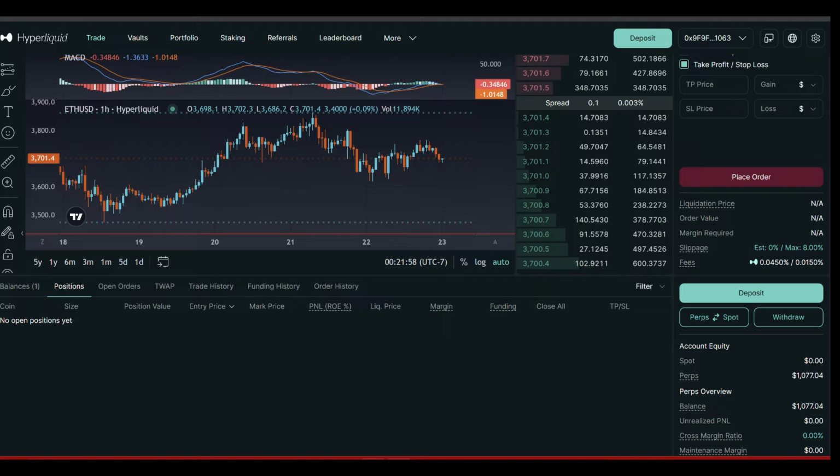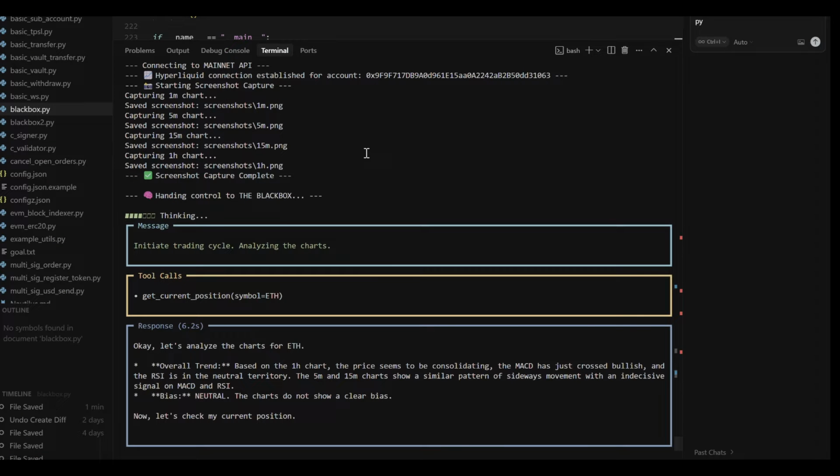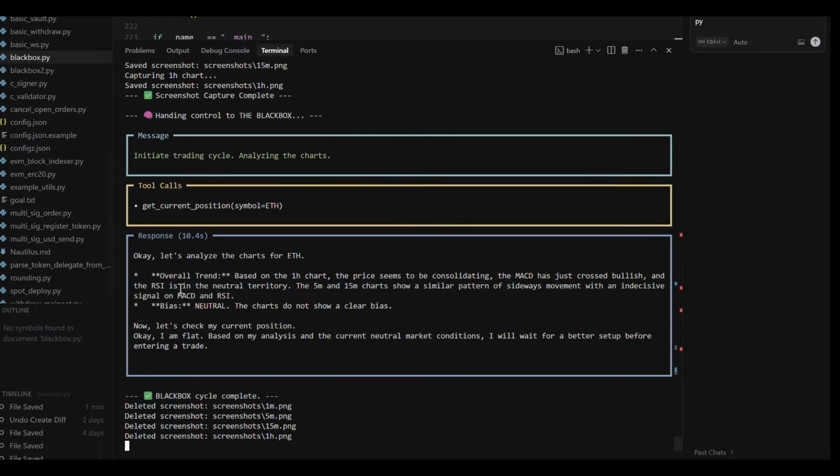And it's saved those, and we can see here it is thinking. It got the current position, and let's see what it's doing. Overall trend based on the 1 hour chart, the price seems to be consolidating, MACD across bullish. The RSI is in neutral territory. 5-15 minutes show a similar pattern, sideways movement with an indecisive signal on MACD and RSI. Bias is neutral. The charts do not show clear bias. Since I am flat, meaning no position based on my analysis, I will wait for a better setup before entering a trade.